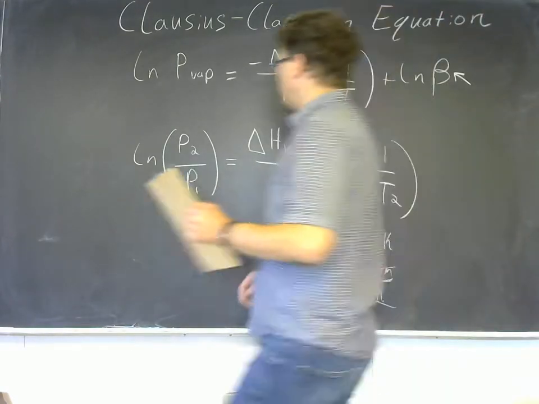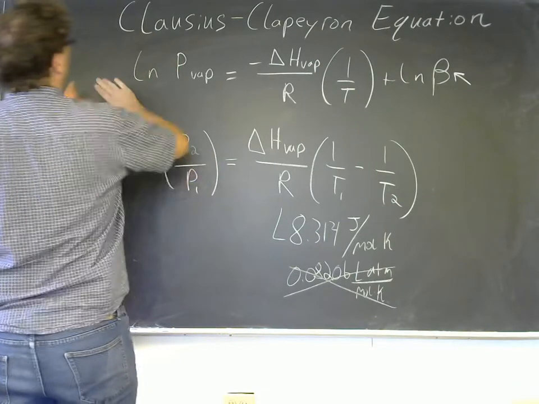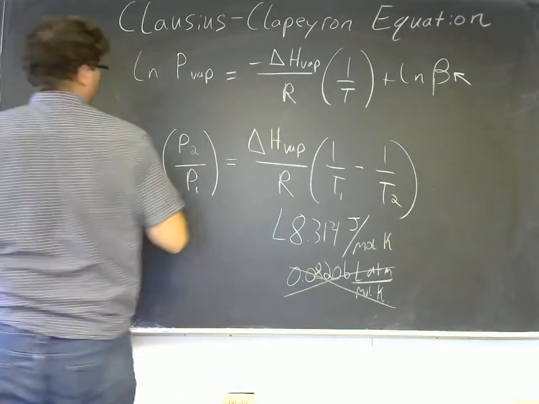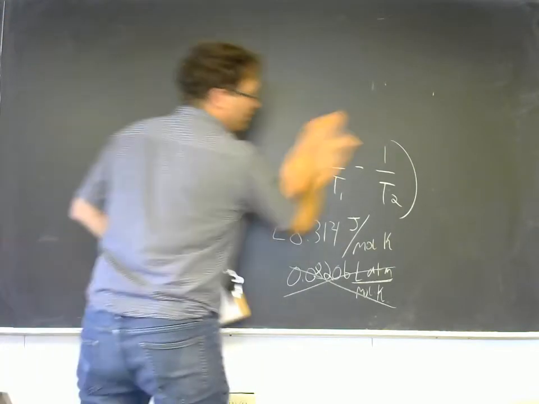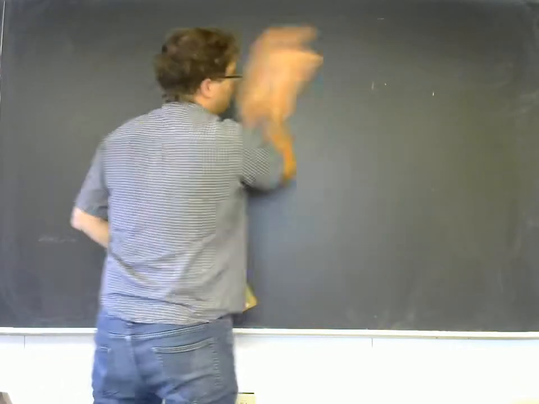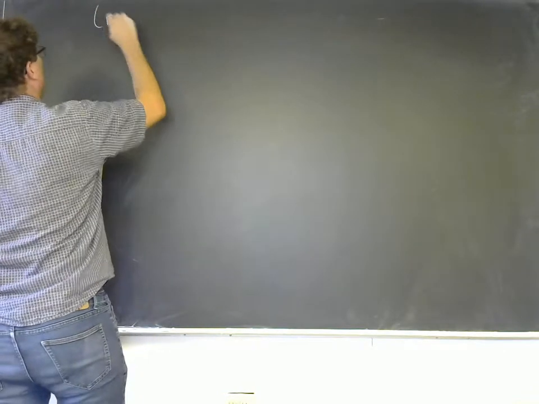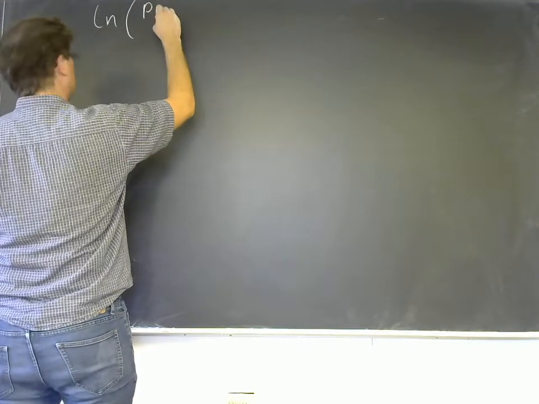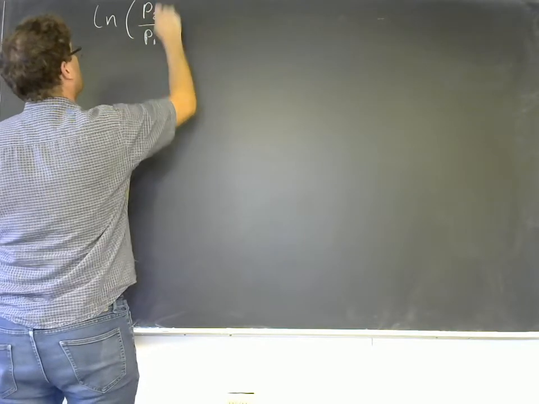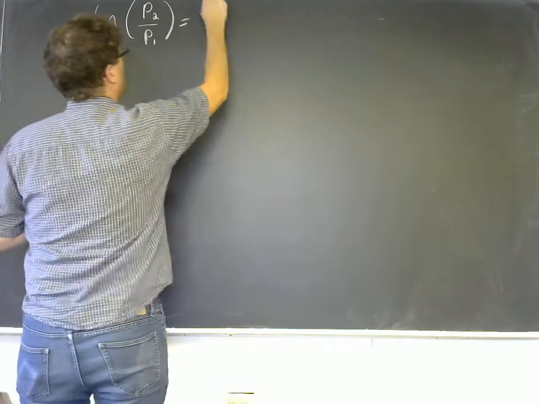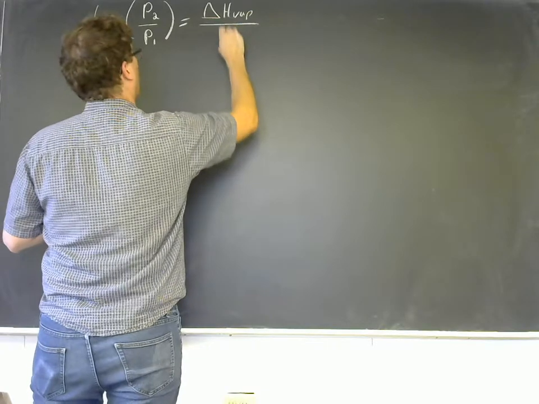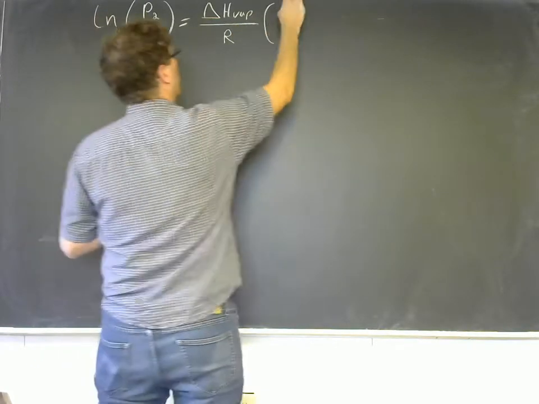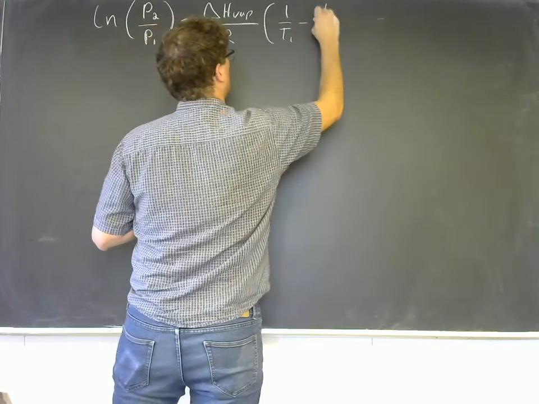Okay, so let's put this into practice. Well, we're going to need a lot of board space, so I'm just going to erase it all. And I'll rewrite this 2-point form of the Clausius-Clapeyron equation at the top. So the natural log of P2 over P1 is equal to the delta H of vaporization over R times 1 over T1 minus 1 over T2.